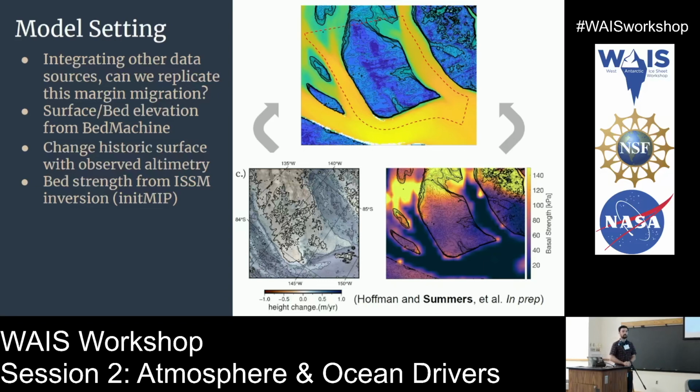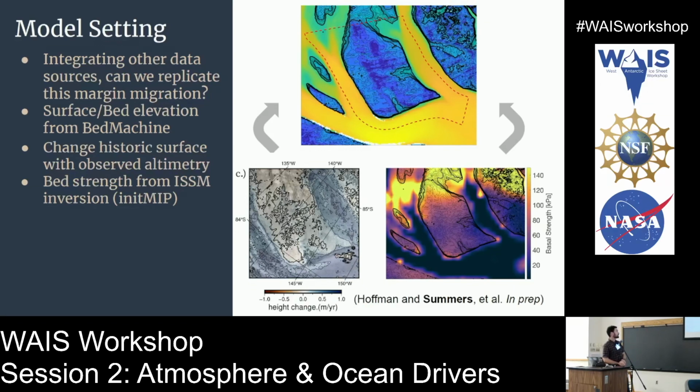And so that leads us to our model setting. We say, okay, we have a radar observation where we think we've seen this historic shear margin migration, but how can we use a model and put in other data sets that we're aware of to support this conclusion that we find in the radar data set? And so to build up that model, we draw our nice little red domain around.